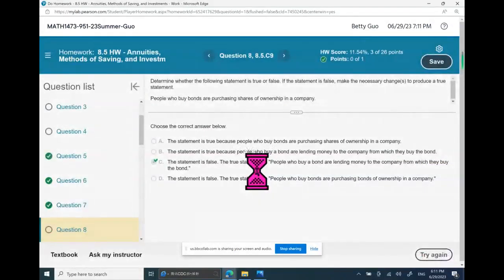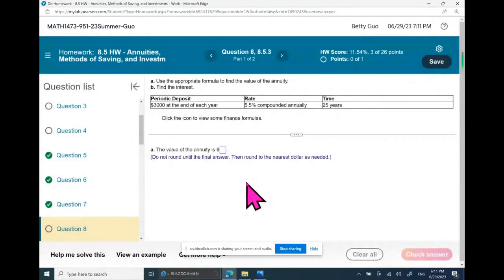Next. We have two parts and we are given a table. In the table, we have the information about an annuity. All right. For the sake of time, to save time, I'm going to only use the method that I strongly recommend you grasp. And that method requires the TI-84 calculator. For the other two methods, please watch my video.